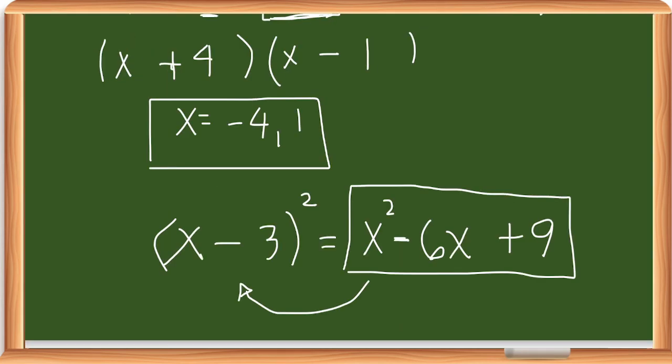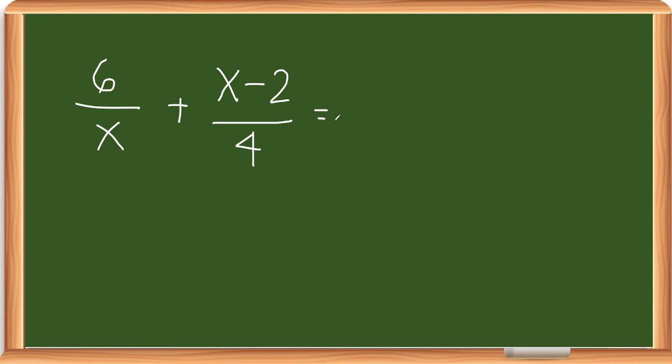No reaction? None. So let's have example number 3. Here, let's now add a denominator, so you can practice how to simplify. We have 6 over x, and then plus x minus 2 over 4 is equal to 2. Okay.